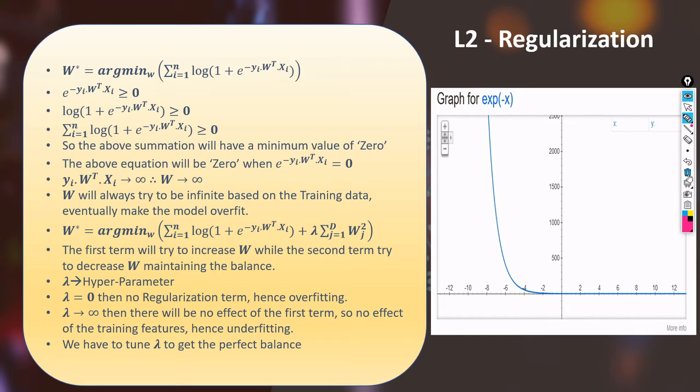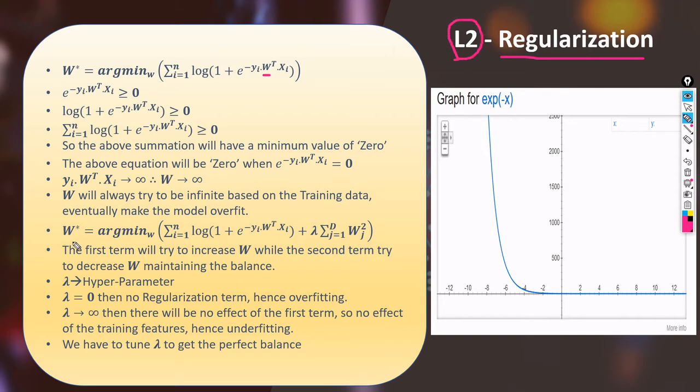So what we have to do is somehow bound this W, to keep it from increasing and approaching a very large value, that is infinity. We have to bound this W, right? So the thing by which we can regulate this is called the regularization technique. And in this particular slide, we will be looking at L2 regularization.